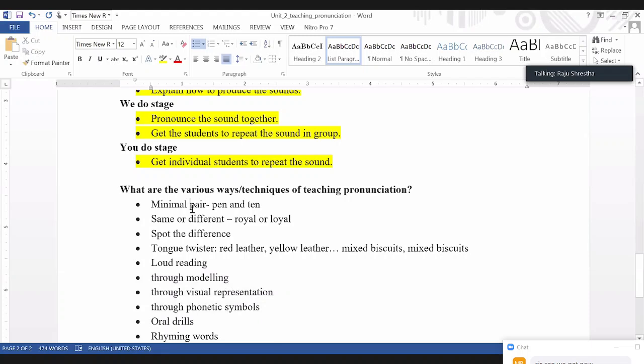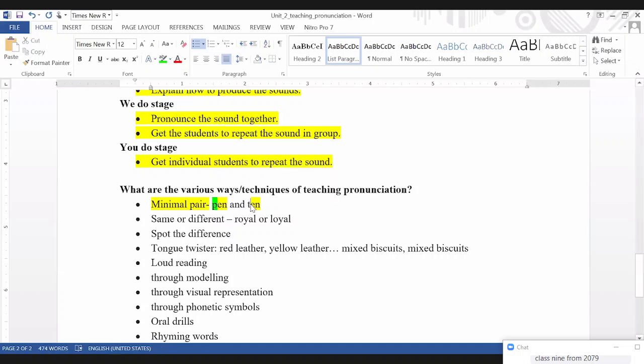Then minimal pair sounds, like we use minimal pairs. Minimal pair means two words that differ in only one phoneme or sound. Only one sound is the difference. For example, ten, pen: the only difference here is p and t. Only one sound is different. Yes, like this is what a minimal pair is.